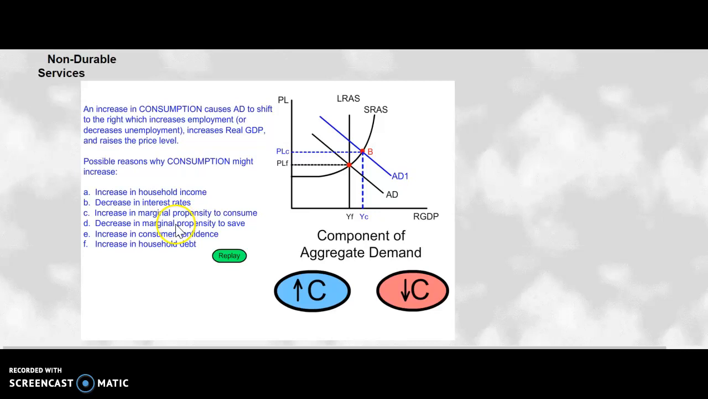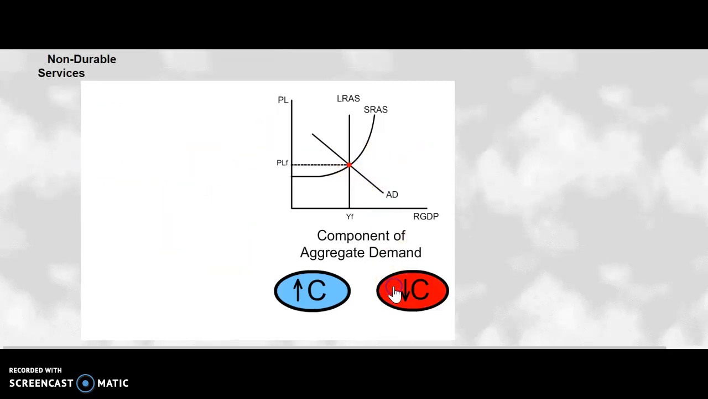Marginal propensity to consume or save. And then this one you might see on a test is consumer confidence. Basically, if consumers' confidence goes up, that means people feel really optimistic about the economy, and therefore they're probably going to spend more. So an increase in consumer confidence would increase aggregate demand. Don't worry about F. All of these would increase aggregate demand.